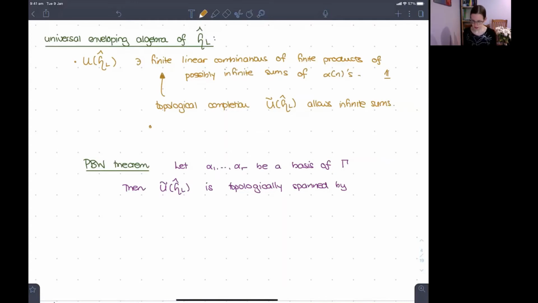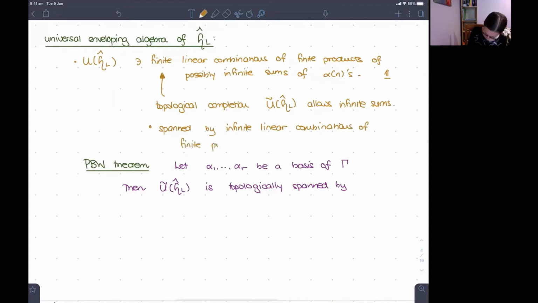And so if we take the topological completion, we should consider infinite sums here, and that means that we don't need to consider the infinite sums here. We can distribute out. And so the topological completion, which I'll denote by putting a tilde, so we have a tilde and a hat, is spanned by infinite linear combinations of finite products of alpha n's and one.